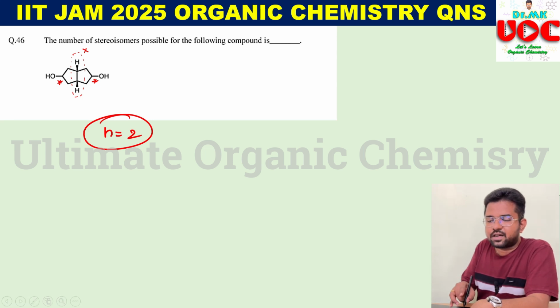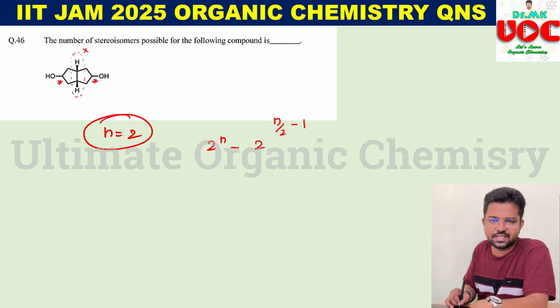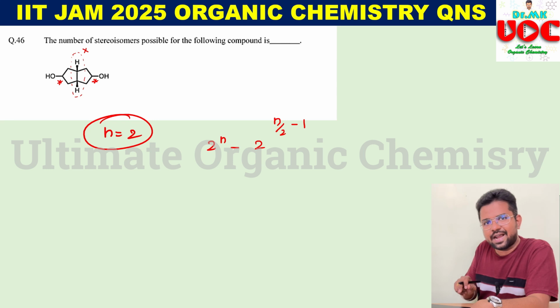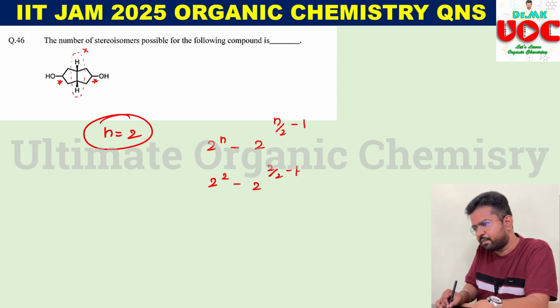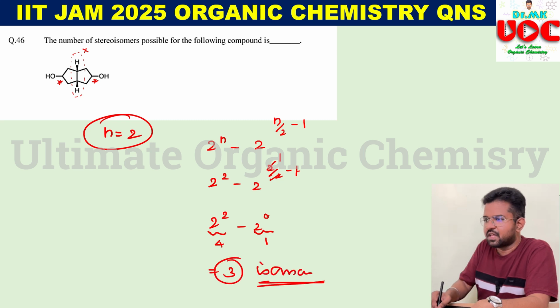Now the formula for this type of molecule: this is a symmetrical molecule. If it is a symmetrical molecule, the formula is 2 power n minus 2 power n by 2 minus 1. This is the general formula if the molecule is symmetrical and has an even number of stereocenters. So that is 2 power 2 minus 2 power (2 by 2 minus 1). So that means this part will be 1, and 1 minus 1 is 0. So you are going to get 2 power 2 minus 2 power 0. Anything power 0 is 1. So this is 4, and 4 minus 1, you are going to get 3 isomers. So the right answer is 3.